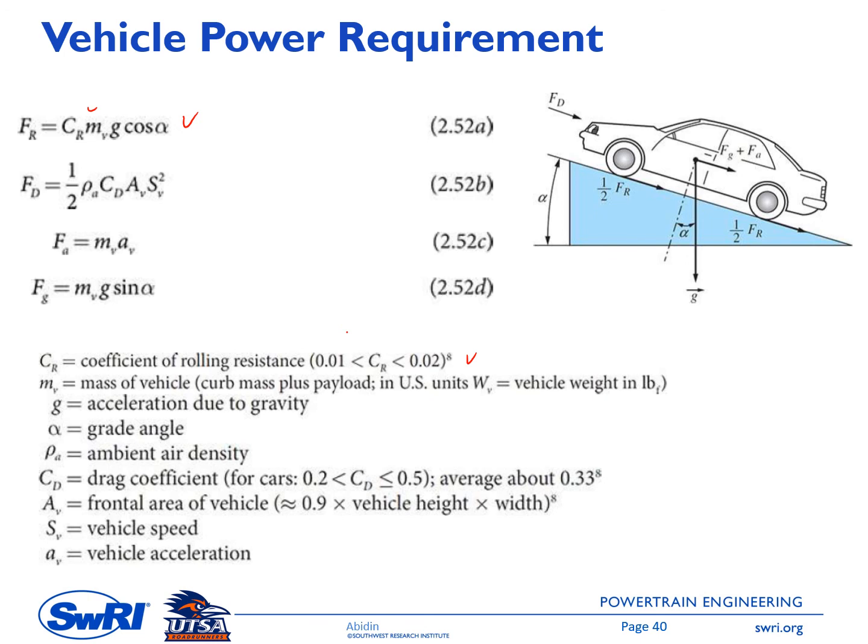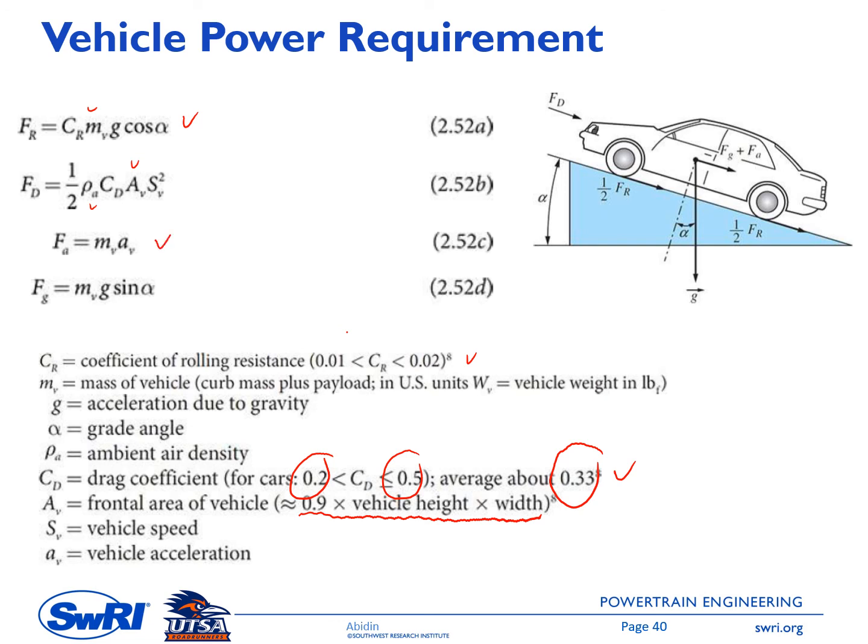And then Fd, the aerodynamic drag. This is a function of the air density. Cd is the drag coefficient, with a value between 0.2 and 0.5 for cars. They also mention here that the average is usually 0.33. And then Av here is the frontal area of the vehicle, which can be estimated as 0.9 times vehicle width times vehicle height.